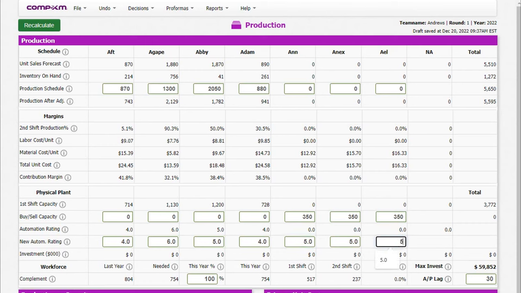So for AgaPay, we need to have the highest automation, because here customers are expecting the lowest price possible. So for you to enjoy the lowest price, you need to cut down labor cost, and you can only do that by automating.